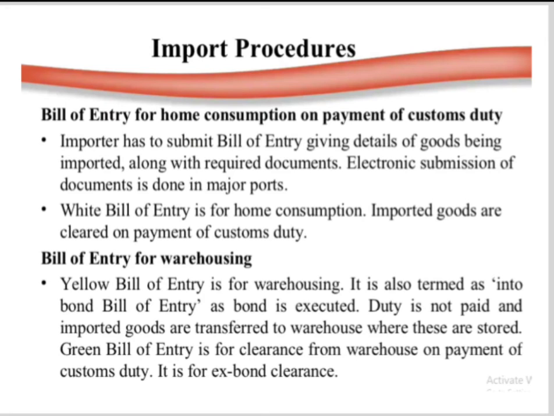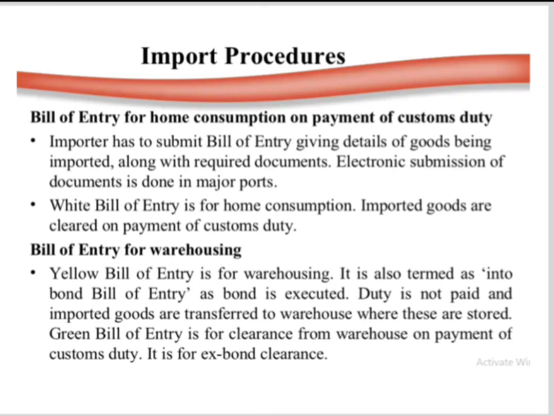Duty is not paid and imported goods are transferred to warehouses where they are stored. The green bill of entry is for clearances from the warehouses on payment of the customs duty. So in warehousing there are two colored bills: the yellow bill for stocking and the green bill for clearances. And in the bill of entry for home consumption there is a white bill. Imported goods are cleared on payment of the customs duty. Once the customs duty has been paid, based upon the white bill of entry, the goods will be transferred to home consumption.